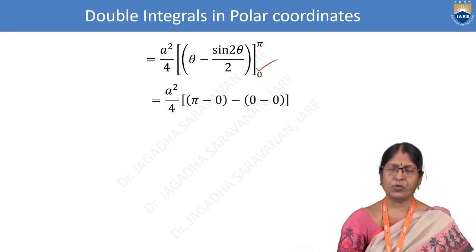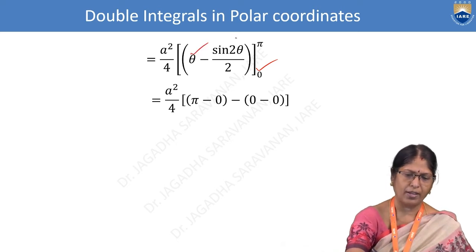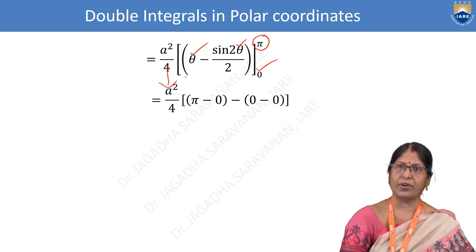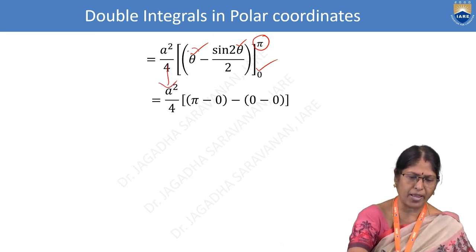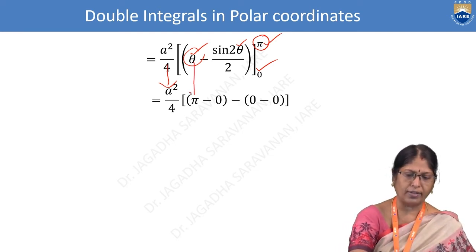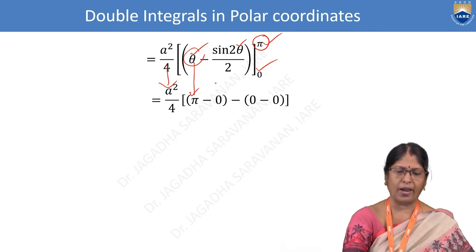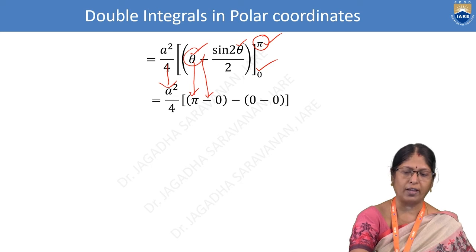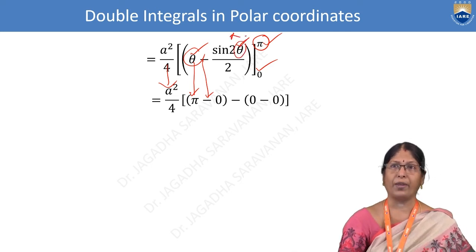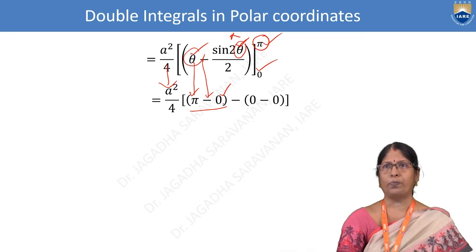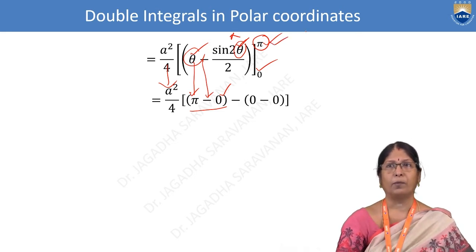Now we will substitute in the place of theta, the upper limit pi. A square by 4 is written as it is. In the theta place we are substituting the upper limit, so theta is taking the value pi. The minus is written as it is, and sine 2 theta. This theta is replaced by pi. So sine 2 pi has become 0. So we completed the job regarding the upper limit pi.